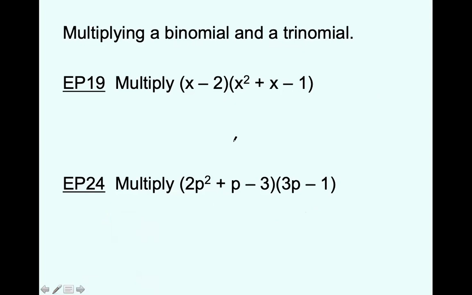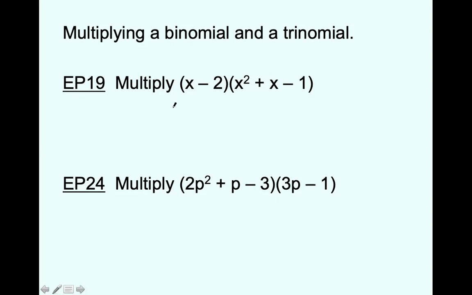You can either do this with the distributive property where you're going to multiply x times x squared, x times x, and x times -1, and then distribute the -2. -2 times x squared, -2 times x, and -2 times -1. I think that gets kind of messy. So what I like to do is I like to do it with regular multiplication.